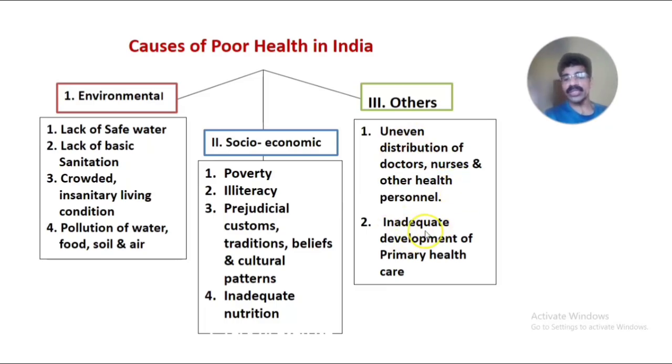The second cause is, though the government takes plenty of measures and initiatives to render health services, there is still inadequate access to and development of healthcare services. That is especially primary healthcare in the remote and rural areas, for the marginalized population, for the underdeveloped areas and underdeveloped population. That is inadequate development of primary healthcare. So these are the three important types of causes of poor health in India.